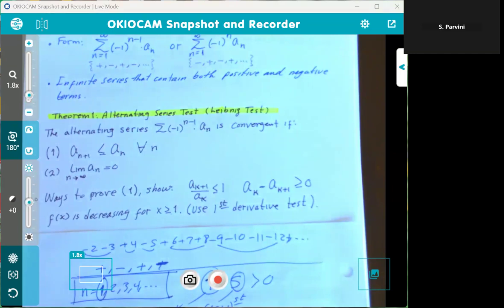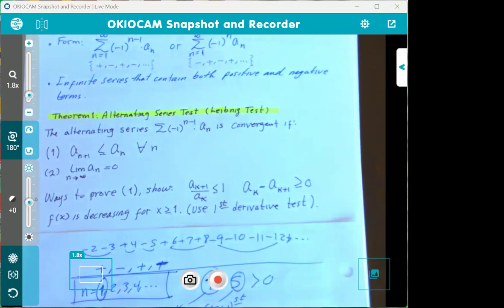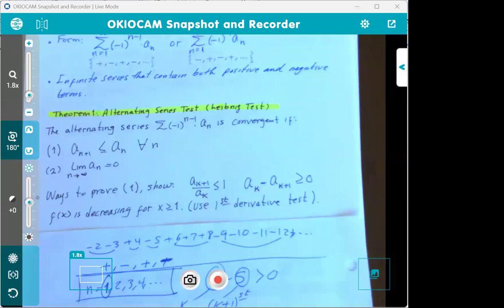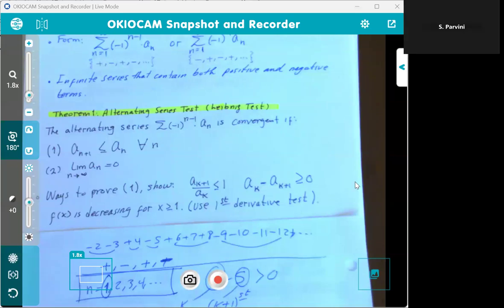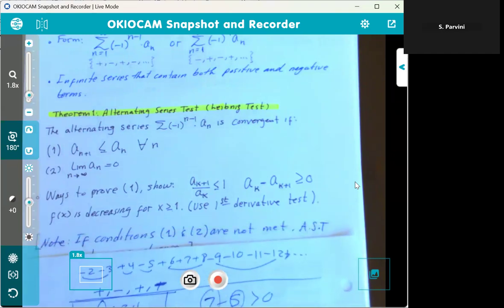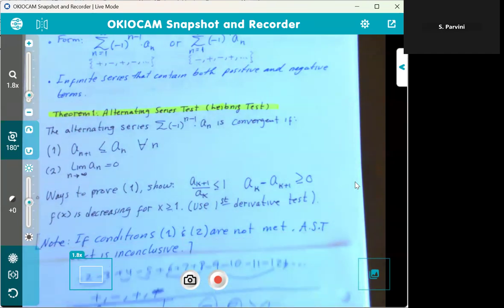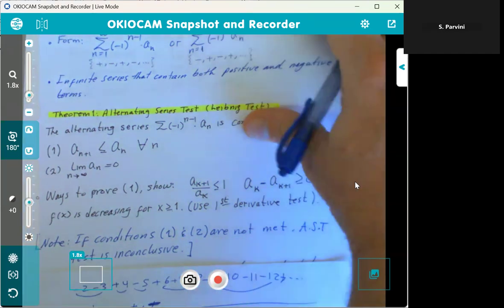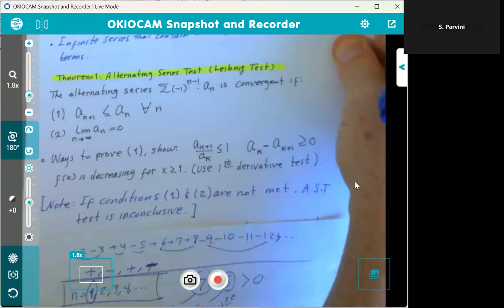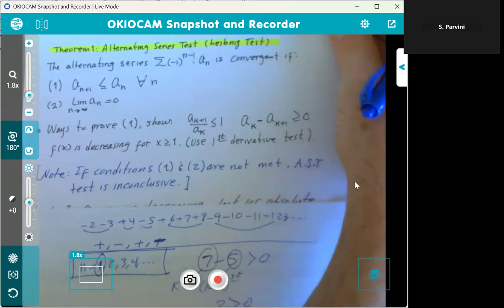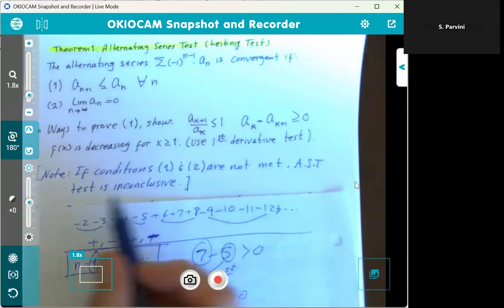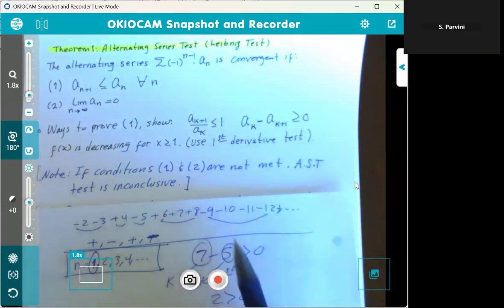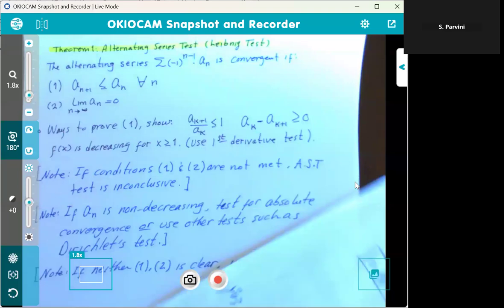Okay, so let's continue on now. What if conditions 1 and 2 are not met for the alternating series test here? Well, if the conditions aren't met, then clearly we cannot use this test, right? So the test is, what we say, inconclusive. So you cannot conclude anything from that test.